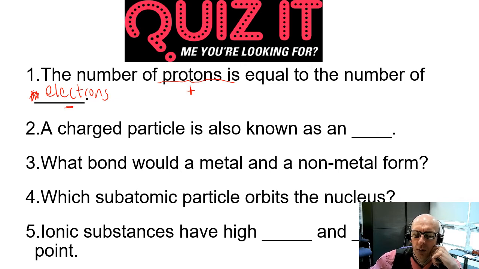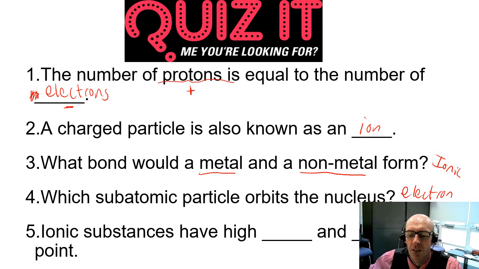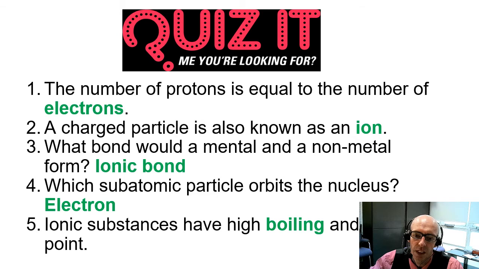A charged particle, so once an atom loses or gains electrons, is called an ion. A metal becomes positive and a non-metal negative, so that would be ionic for the type of bonding. Which subatomic particle orbits the nucleus? So the one that goes around the outside of the nucleus is the electron. And last one, ionic substances have high melting and boiling points because they're solids, and that was our giant crystal lattice. So there's the answers again.